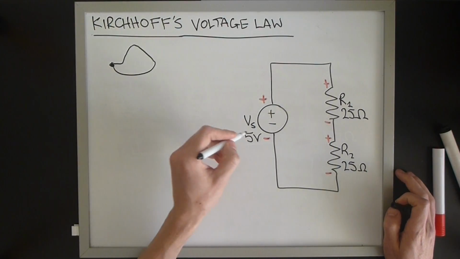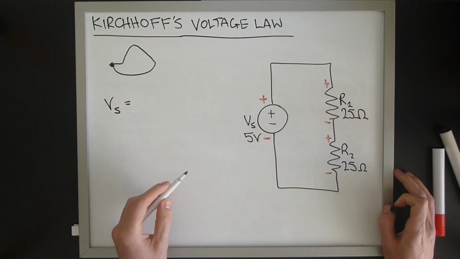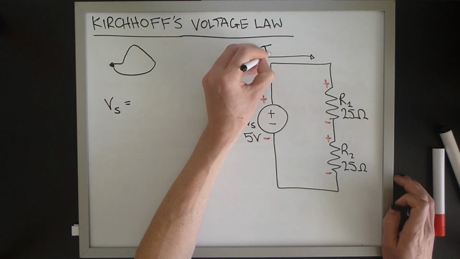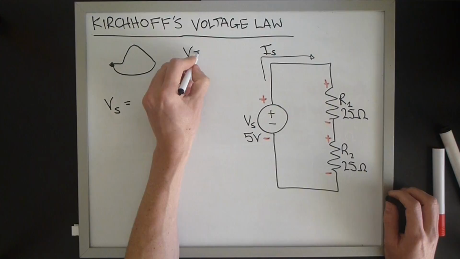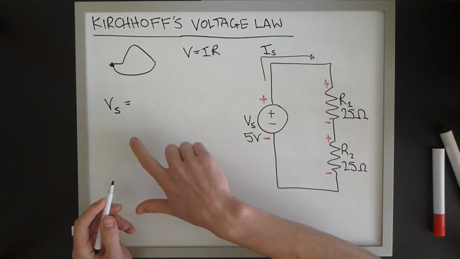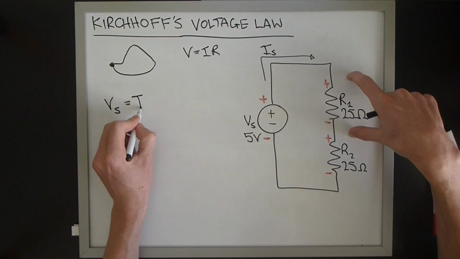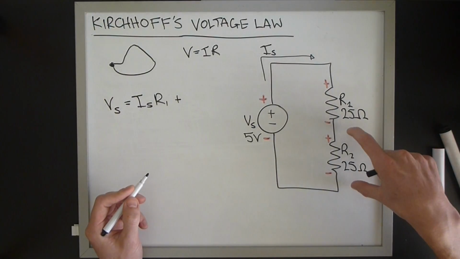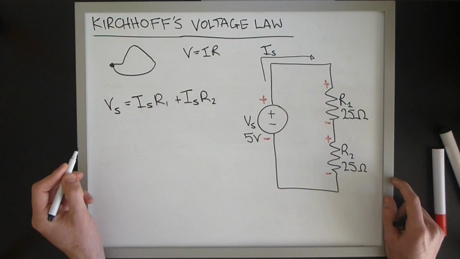So our expression here is Vs is equal to, now we'll define this current as Is. Now, given we have Ohm's law, which is V equals IR, the voltage across resistor 1 is Is R1, and then we have another voltage drop, which is Is R2.